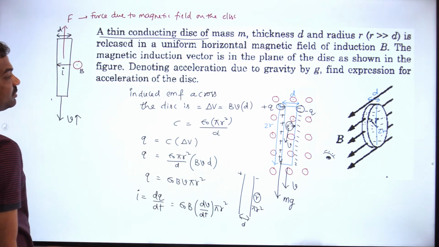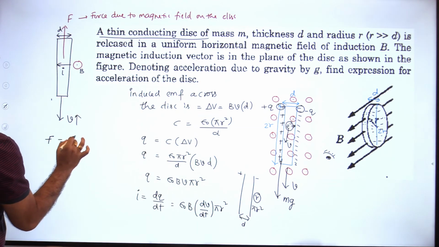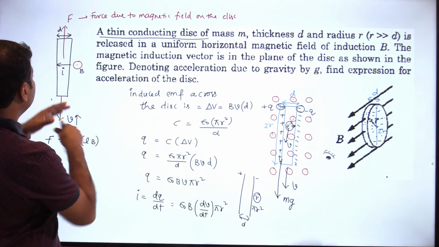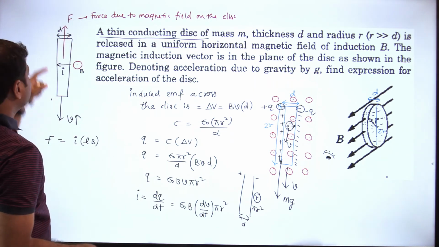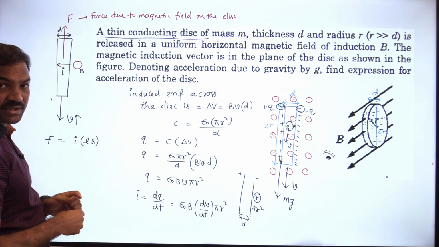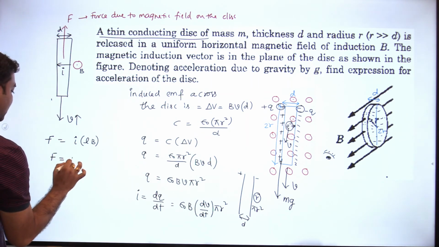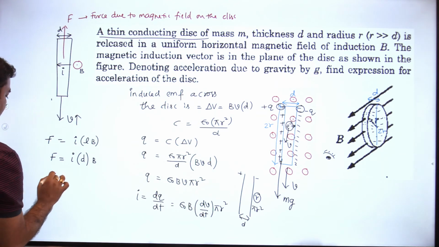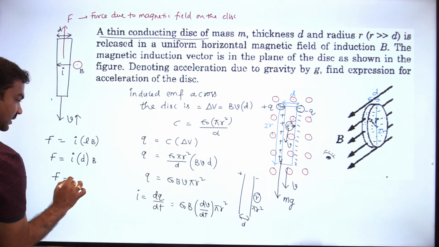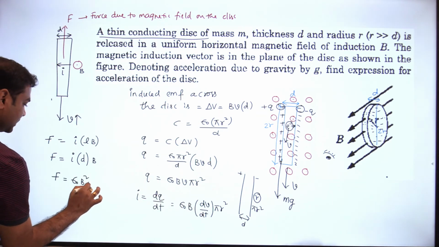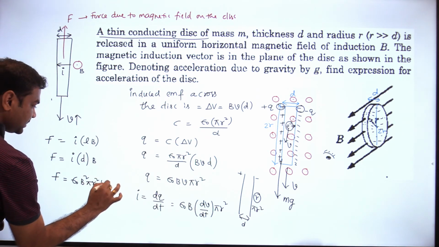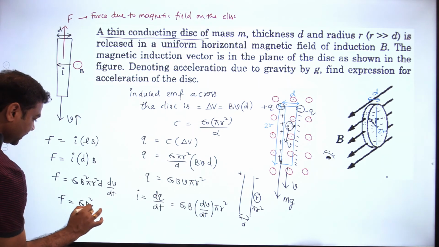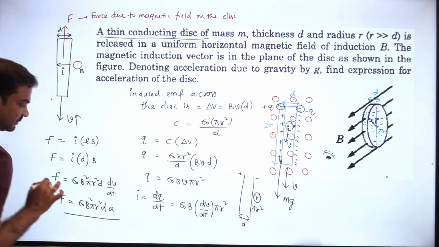Then what is the force acting due to magnetic field? The force value is equal to I into L into B, or I into L bar cross B bar. L bar cross B bar is upward direction. So L and B are perpendicular to each other. So I can write down the force value is equal to current into length, which is nothing but D into B. So the force value, current value we have, epsilon naught B square pi r square into D, where dV by dt is nothing but acceleration A.